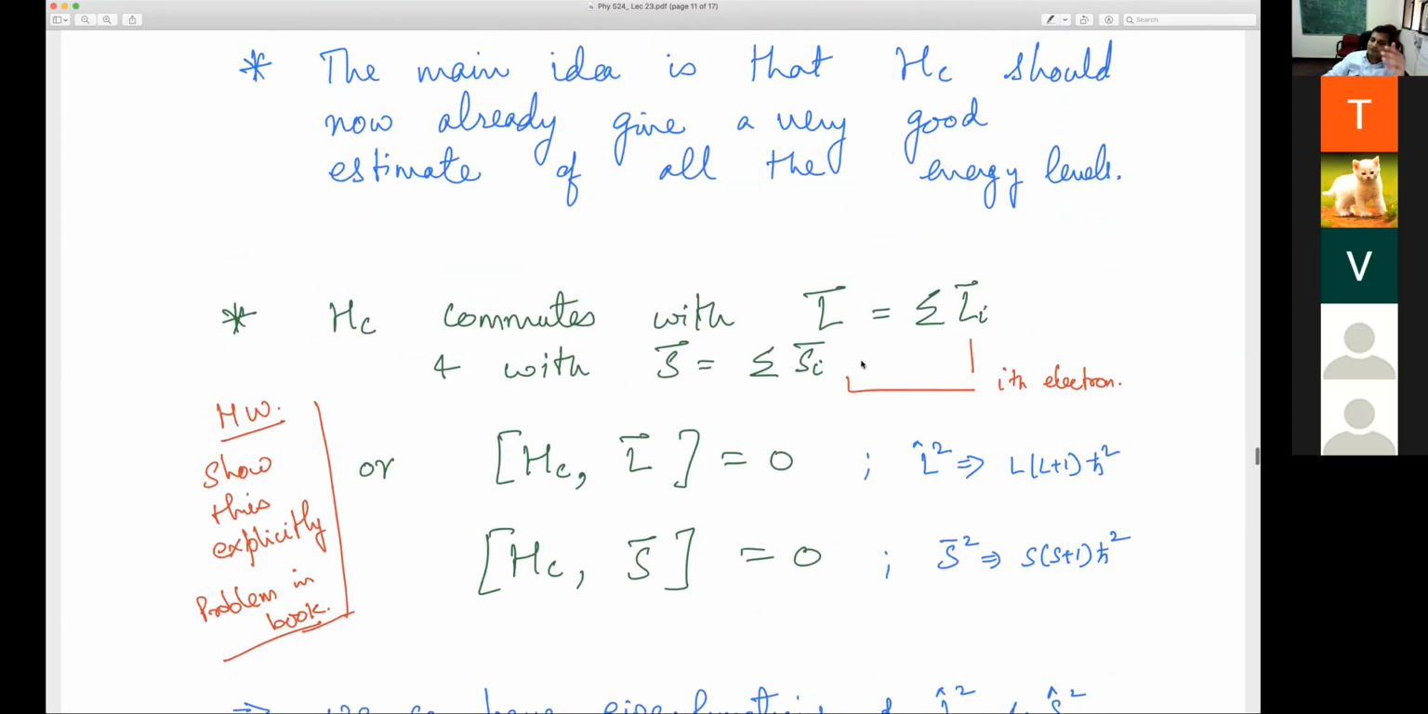And that implies that if the total angular momentum has an eigenvalue in terms of capital L, L plus 1, h bar squared, and S squared is S(S plus 1), etc., then capital L and capital S are good quantum numbers. Okay. And if H_C commutes with L, then you can also show that H_C commutes with L_Z and with total S_Z. So M_S and M_L also become good quantum numbers for denoting the states of the system.